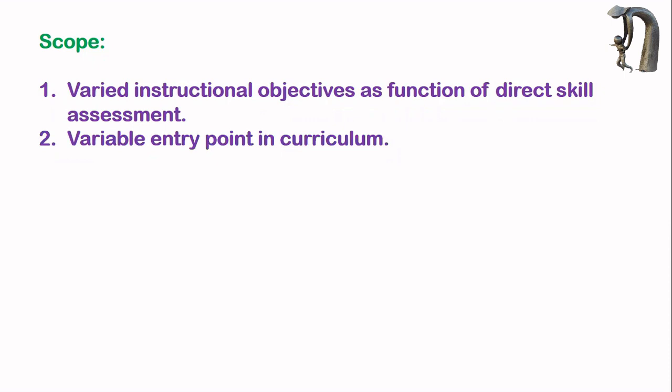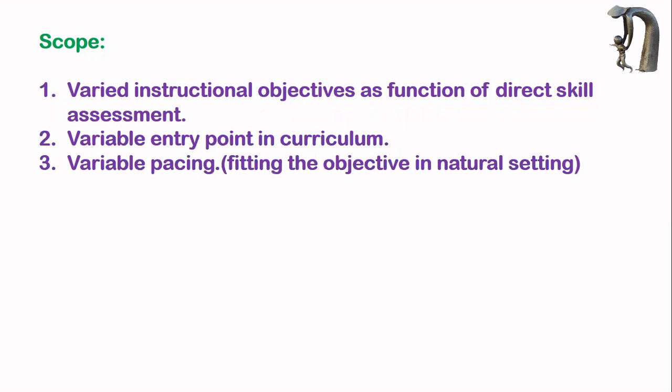And the third one is about your variable pacing. That means fitting the objective. Let us say you have selected an instructional objective, like double digit addition without carryover. So how can that be fit in the natural setting, where the child will be applying that, where the child will be using that if he learns that.